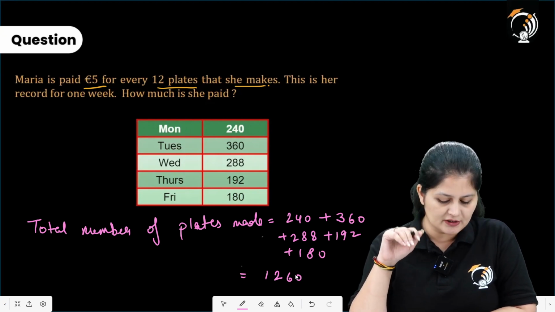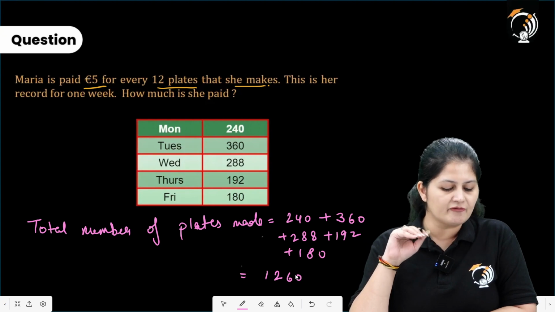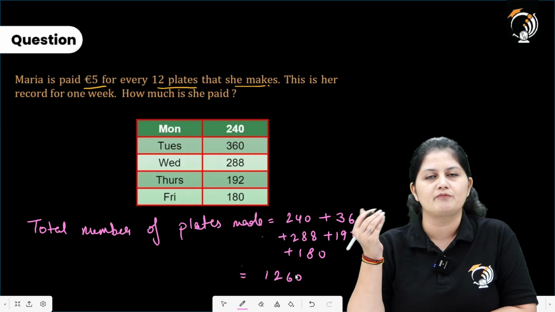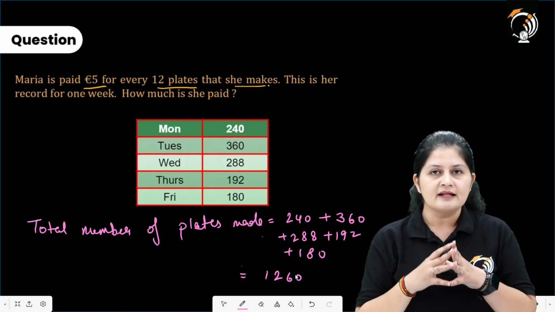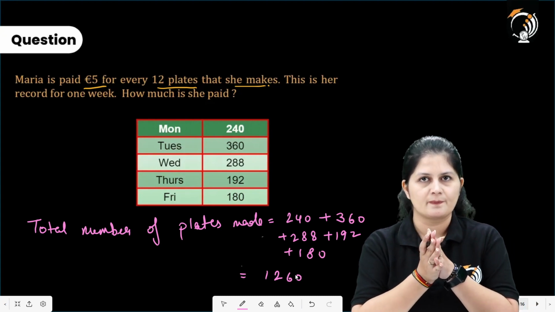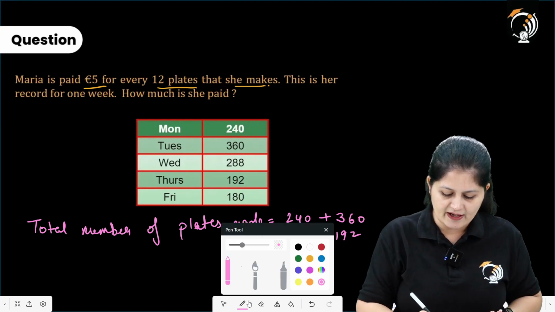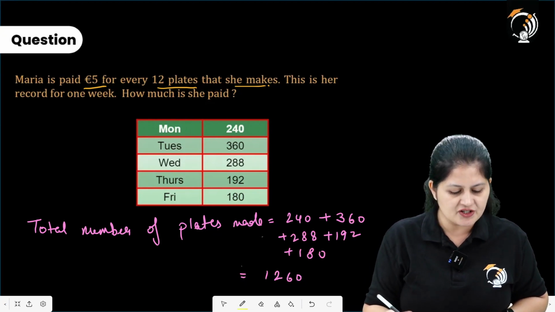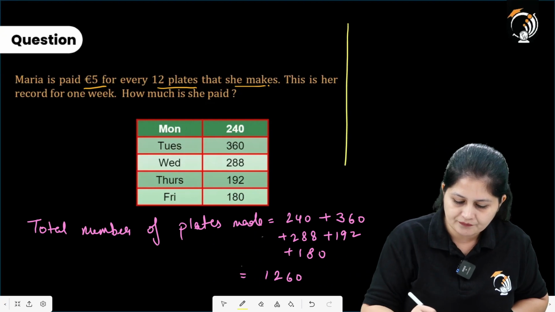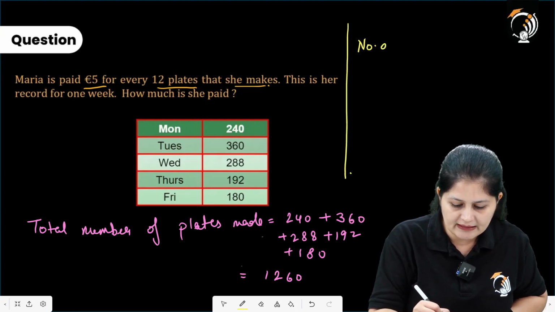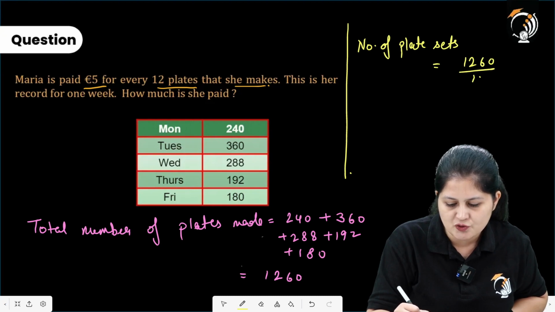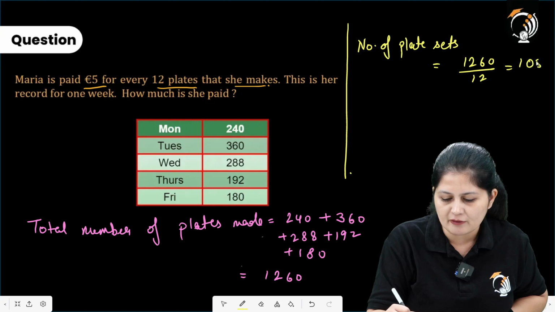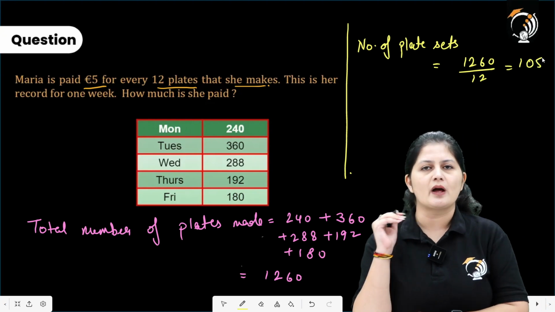Now it is mentioned in the question that she is paid 5 euros for every 12 plates. Right? So let's consider this in a way that there is a set of 12 plates. Correct? So firstly let's find out how many sets she has made here. So number of plate sets is going to be 1260 divided by 12. So the total number of plate sets that she is making is 105.